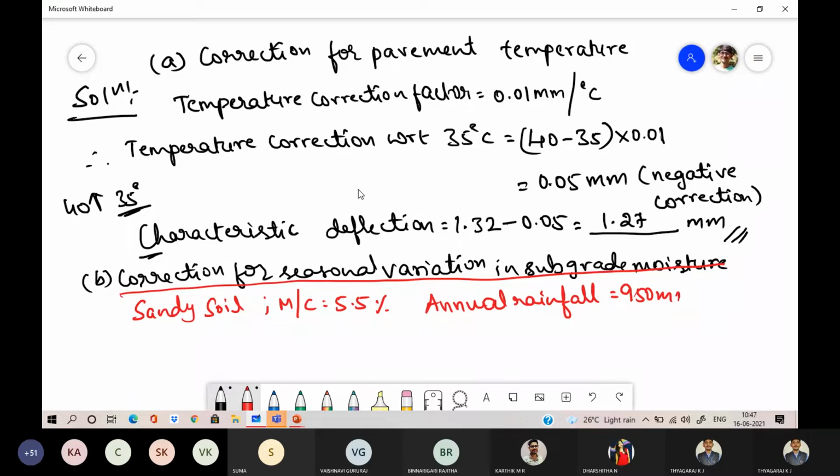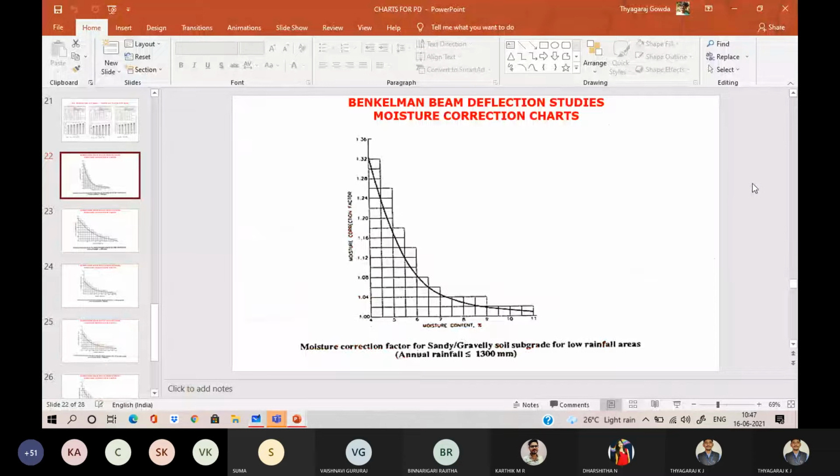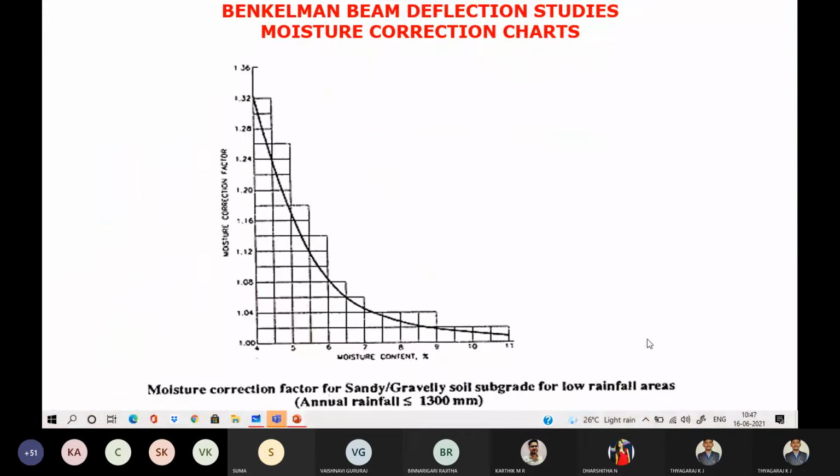Now, we'll go for the graphs. You can observe here clearly. At the bottom, the sandy soil or gravelly soil is there. Yes or no? What is the rainfall here? This is for sandy or gravelly soil.